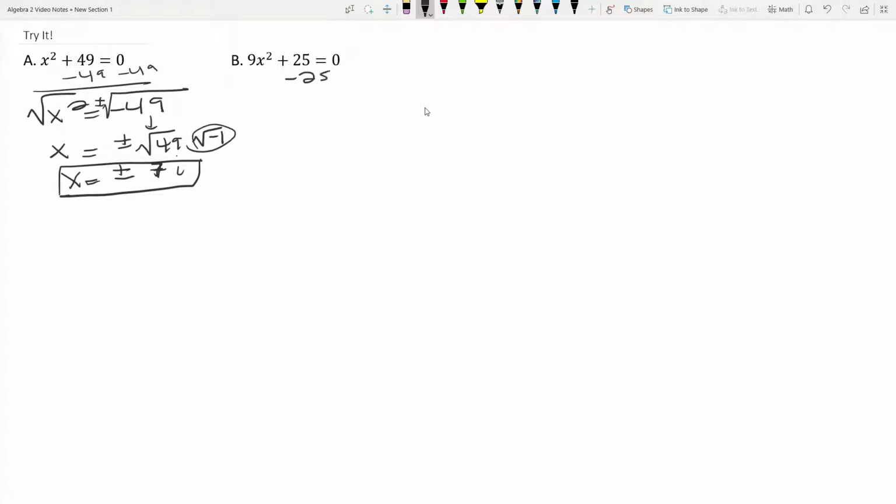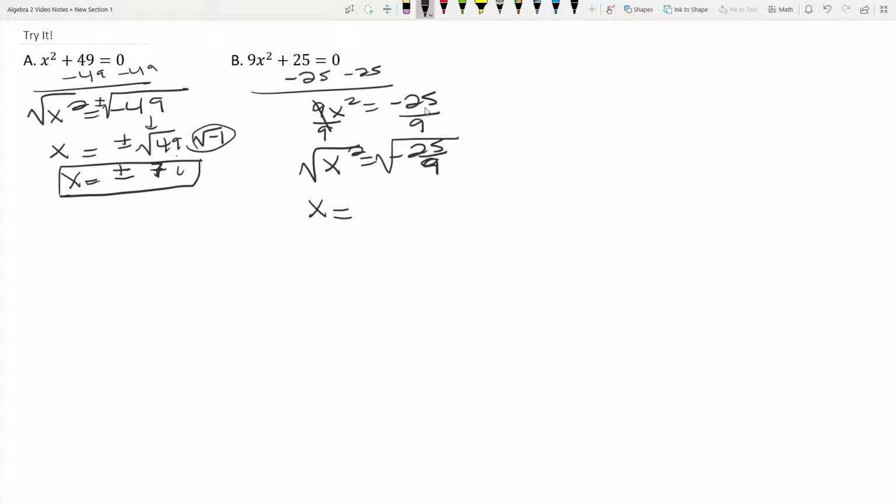For this one, subtract 25 on both sides. 9x squared equals negative 25, divide by 9. So we get x squared equals negative 25 over 9. Just leave that as a fraction. Take the square root of both sides. So now we got x equals. Now if I see a negative there, I'm automatically going to just put an i. Okay, so we know it's going to be imaginary. And then we got to do square root of 25 over 9. Well, what's the square root of 25? The square root of 25 is 5. And then the square root of 9 is 3. So this becomes 5 over 3i. And then I can't forget the plus or minus.